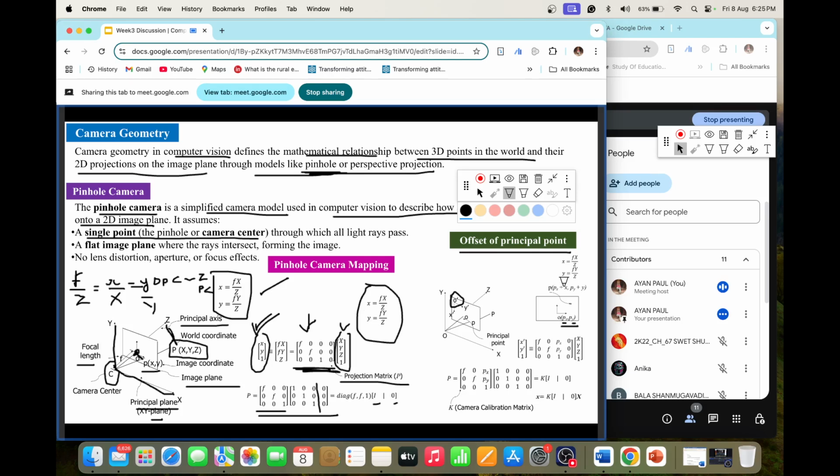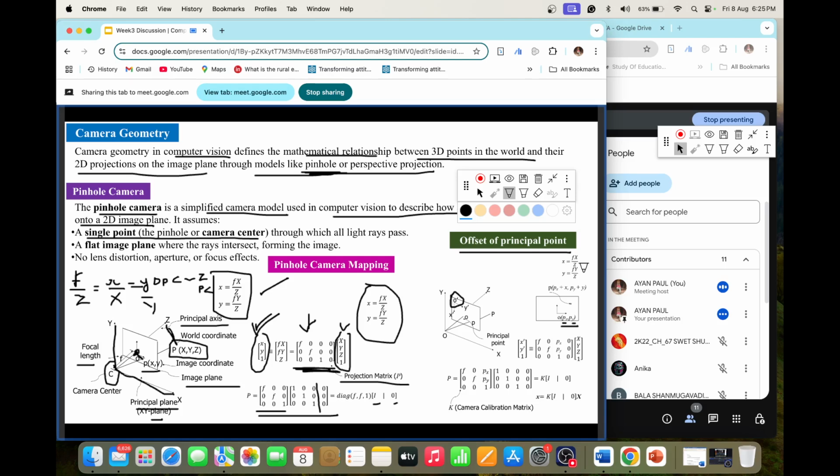What is this x dash? X dash is nothing but px plus x. Y dash will be equal to py plus y. So this is the only difference. Earlier we were calculating just x, y. Now we have to add px and py. So this is what changes if we offset the principal point. Okay, so this is the logic.